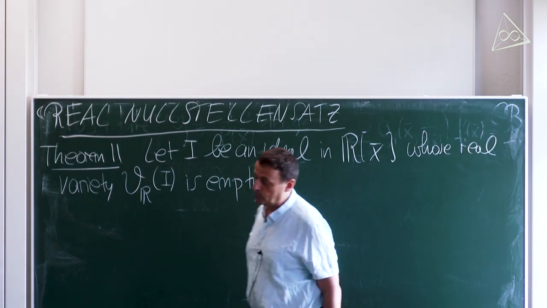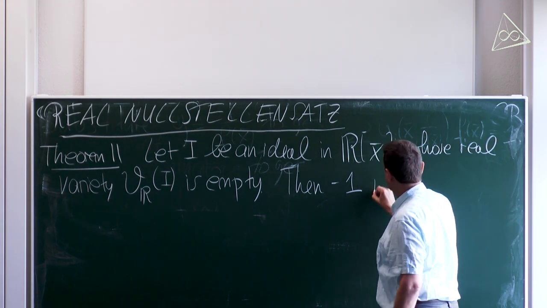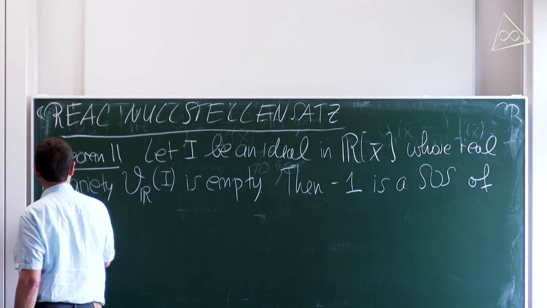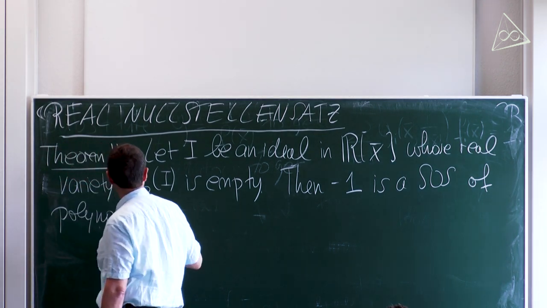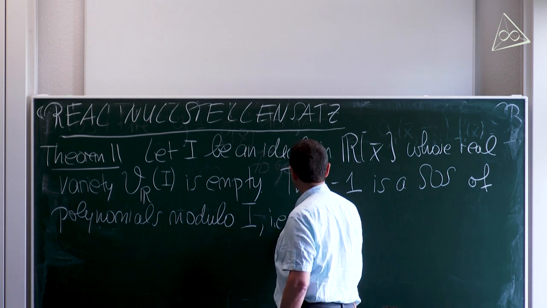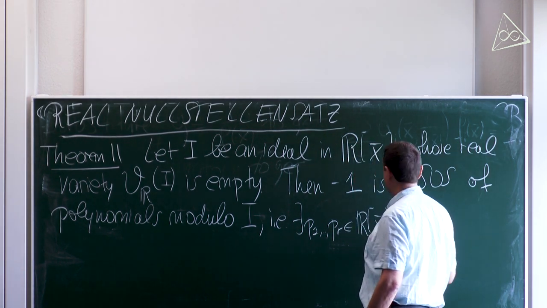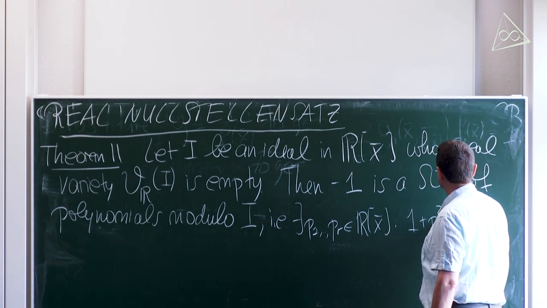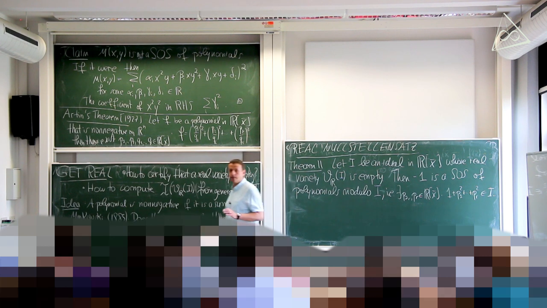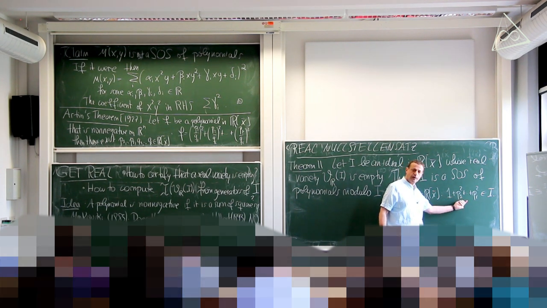Then I claim, without fail, there will be a certificate for this, a witness. And now the witness takes the following form. Then I claim that minus 1 is a sum of squares of polynomials modulo the ideal I, that is to say, there exist polynomials P1 up to PR that cook up the sum of squares so that 1 plus P1 squared plus ... plus PR squared is in the ideal. Okay? That's a certificate. So that's equivalent, you bring the one to the other side, and this says that minus 1 equals a sum of squares modulo the ideal.